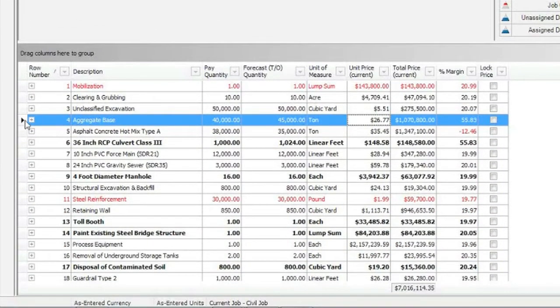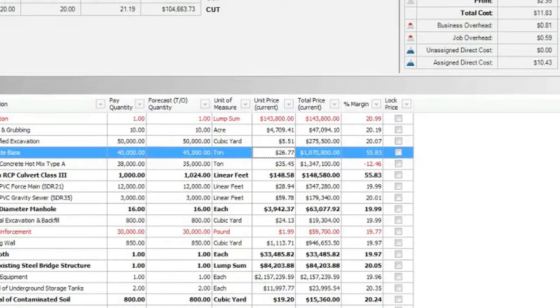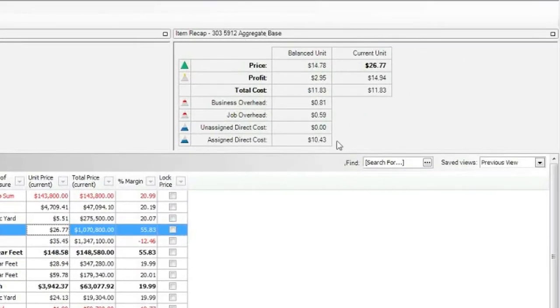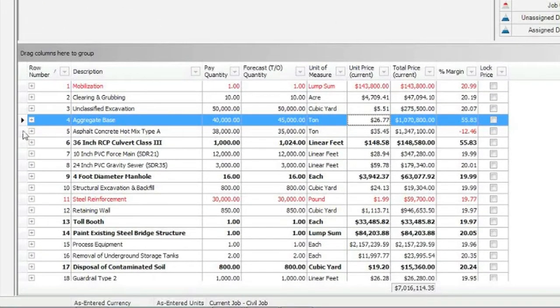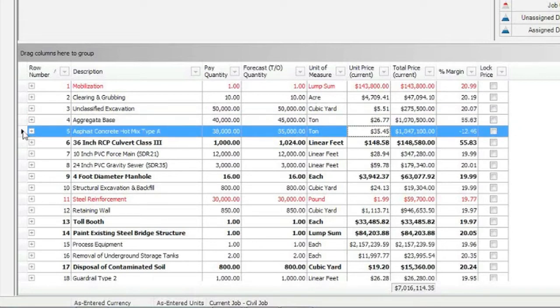You'll notice now my aggregate base item, the price has changed on it. What it has done, if we look over to the item recap, we can see that if I had balanced this item, the profit would have been just $2.95. But it actually increased the profit amount to take advantage of those 5,000 tons that I think it's going to overrun. If we look at the underrun item, we can see where we got that extra profit money from.